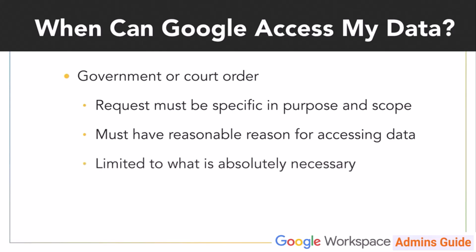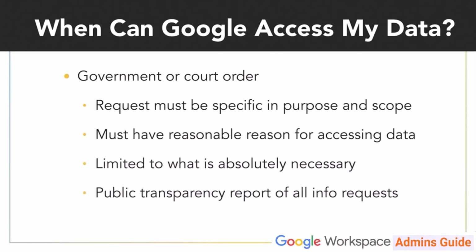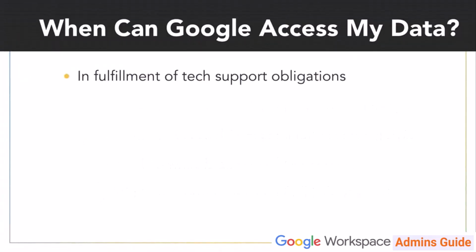Additionally, Google provides a transparency report page, which contains detailed statistics related to government and court-ordered requests to remove the information. This can be viewed online at google.com/transparency report. Access to your data may also be required in order for Google to fulfill technical support obligations requested by you or your system administrator.